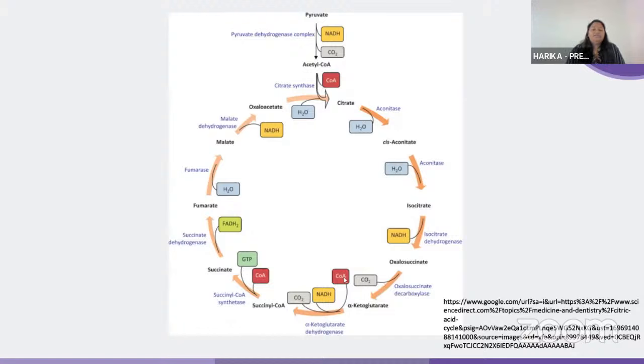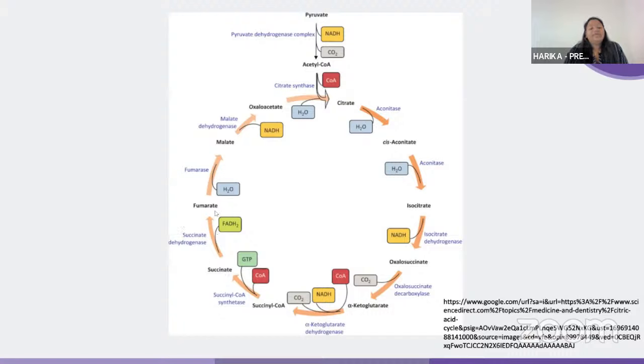Here CoA is converted, carbon dioxide is released, and in the presence of NAD and alpha-ketoglutarate dehydrogenase, it is converted into succinyl CoA. And the succinyl CoA gets converted into succinate in the presence of succinyl CoA synthetase. Here you get GTP and coenzyme A.